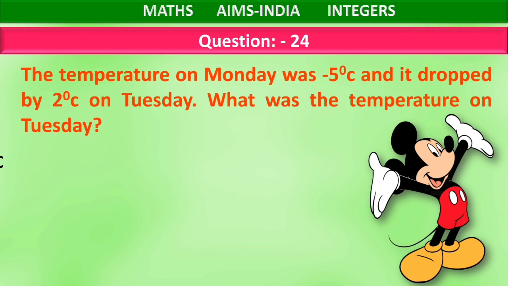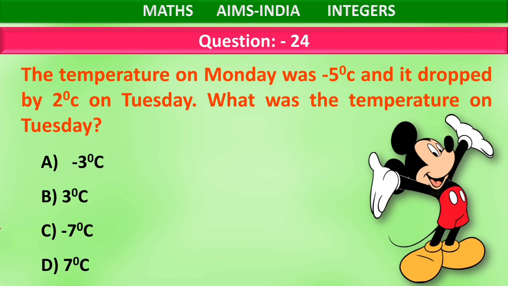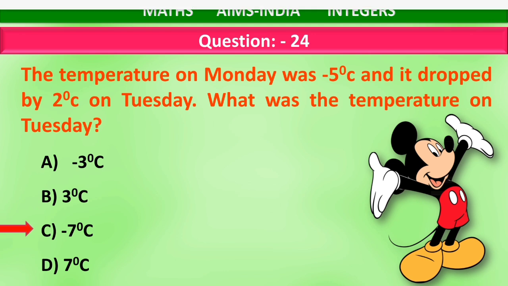Question number 24. The temperature on Monday was minus 5 degrees and it dropped by 2 degrees on Tuesday. What was the temperature on Tuesday? Option A, minus 3 degrees. Option B, 3 degrees. Option C, minus 7 degrees. Option D, 7 degrees. Now read the question carefully and give me the correct answer. Yes, the correct answer is option C, minus 7 degrees Celsius.